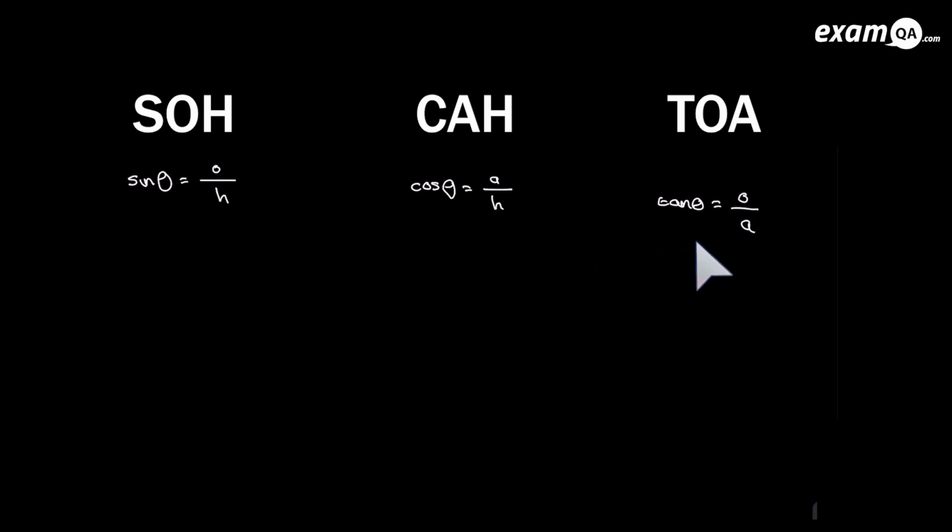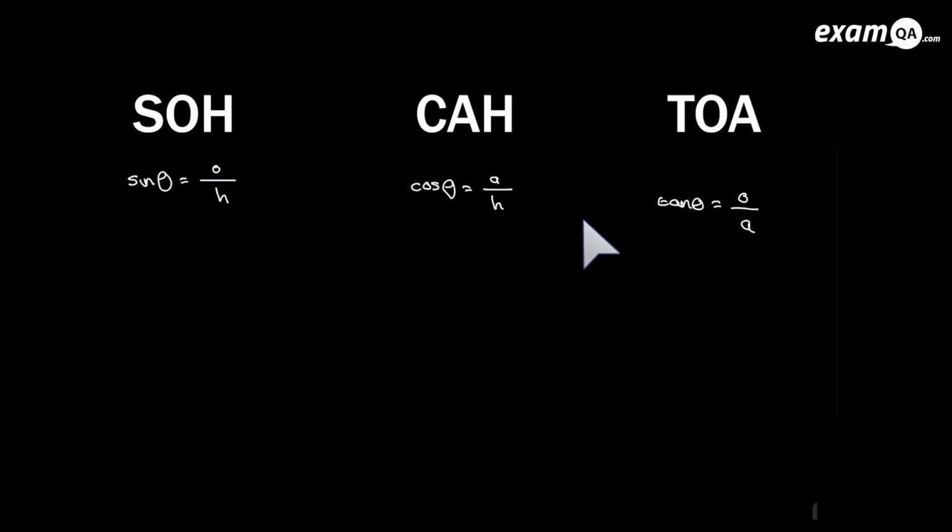Now, you might be thinking, what does O, A, and H mean? Okay, so O is for opposite, A refers to adjacent, and H refers to hypotenuse. And in each formula, you may see a letter which looks like this. And that just means theta, referring to the angle.